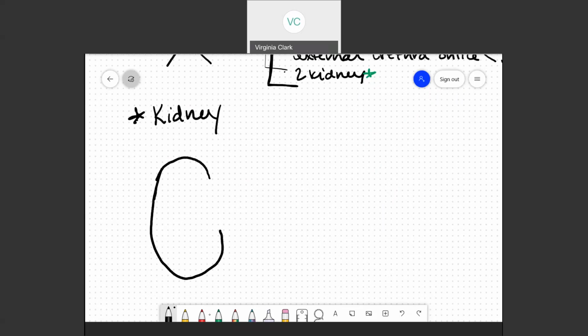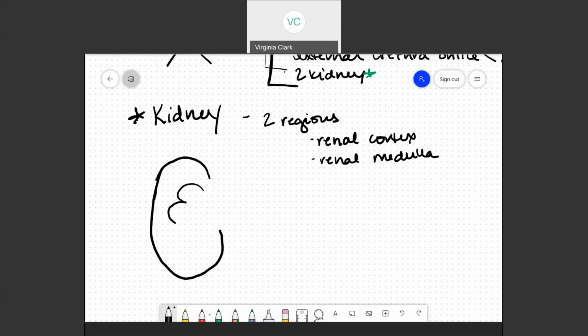So when you're looking at the kidney, there's actually going to be 2 main regions. You are going to have the renal cortex and the renal medulla. 2 main regions. So when we're looking at the kidney like this, inside you kind of have this structure. This part right here is going to be the renal cortex, whereas this part on the inside is going to be the renal medulla.